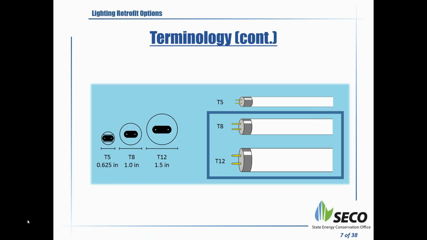The T8s actually initially had a higher cost, and then as the production increased, the cost went down, which is pretty similar to what is happening with LED lighting also. So it's very important to keep in mind that these are the three different diameters of fluorescent fixtures that you're going to run into.